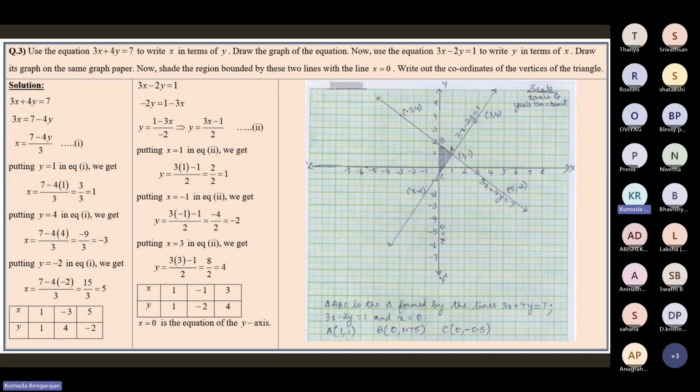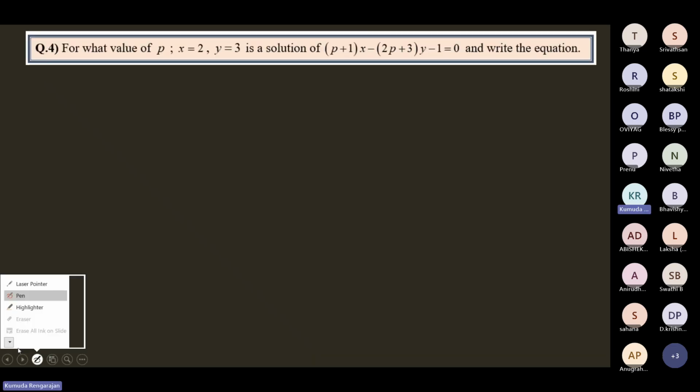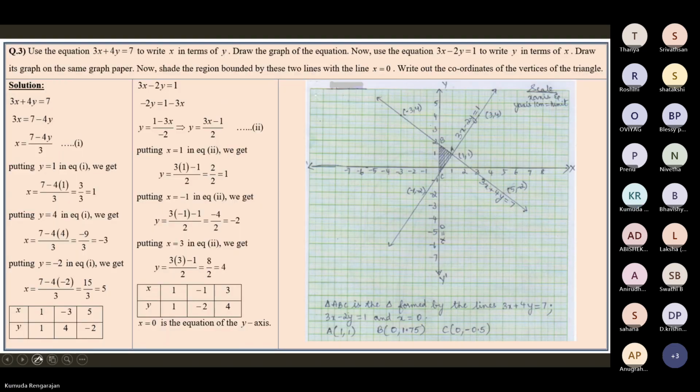And to make the graphs of these equations, we have to prepare the xy table. In the first case, we had to give different values for y and find the corresponding values of x. In the second one, we had to give different values for x and find the corresponding values of y. And when the denominator is 3, find the first value of y and the corresponding value of x, which is convenient to plot.